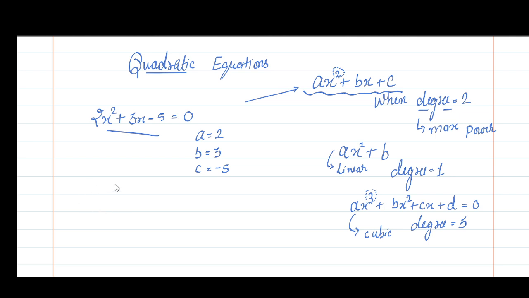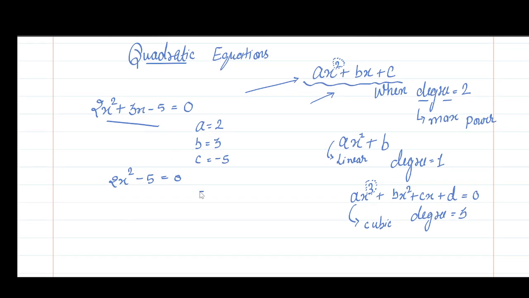So the question here is, if I write only 2x squared minus 5 equals 0, is it a quadratic equation now? Yes, it will be, because I can write it in the general form: 2x squared plus 0 times x minus 5 equals 0. Here you can say a is equal to 2, b equals 0, and c equals minus 5. Hope this is clear.